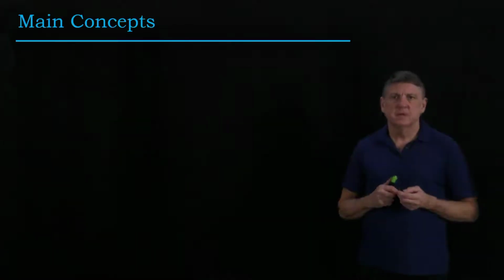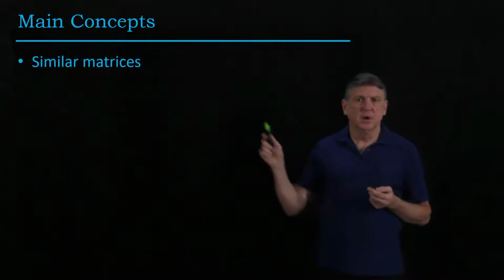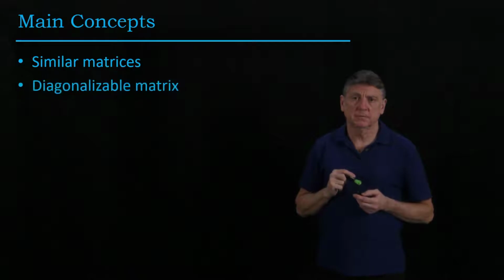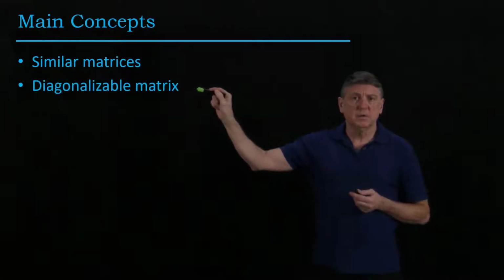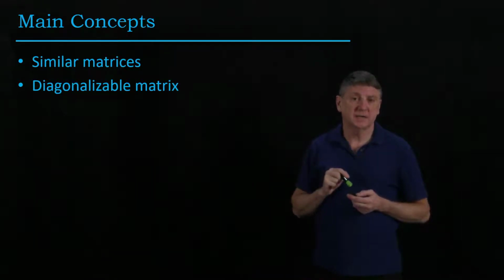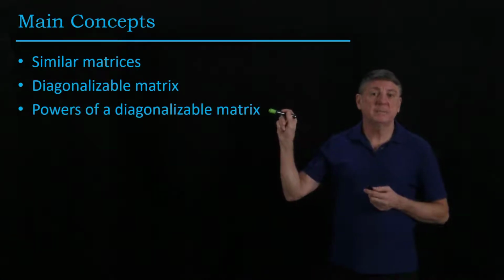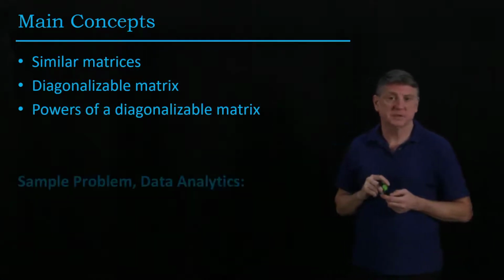Welcome. In this lecture on linear data analysis, which has multiple sessions, we'll explore the diagonalizability of a matrix. The main concepts for this are, first, we'll recall what we mean by matrices being similar. Then we'll see what it means for a matrix to be diagonalizable. And for such a matrix, we'll consider how we can rapidly find powers of such a matrix.